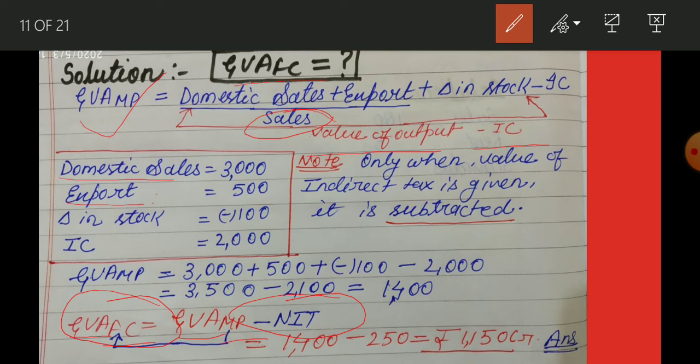So when we are moving from MP to FC, we have to subtract NIT. Okay, so what is the value of NIT given? In this question, the value of NIT is not given, only the value of indirect tax is given. So note it down, it is very, very important. When there is only the value of indirect tax, we will subtract it. So we subtract the value of 250 from 1400. In this way, we will get 1150 crores. That is the answer, and that is the value of GVA FC. Okay, student?